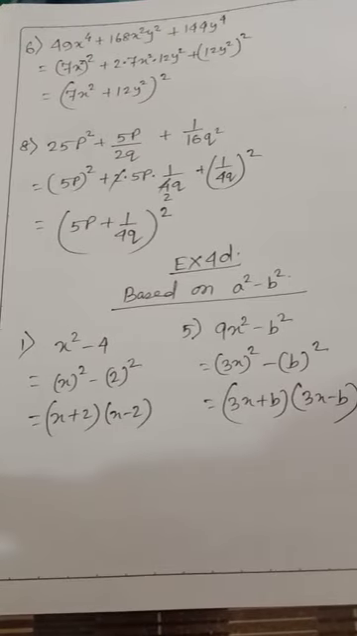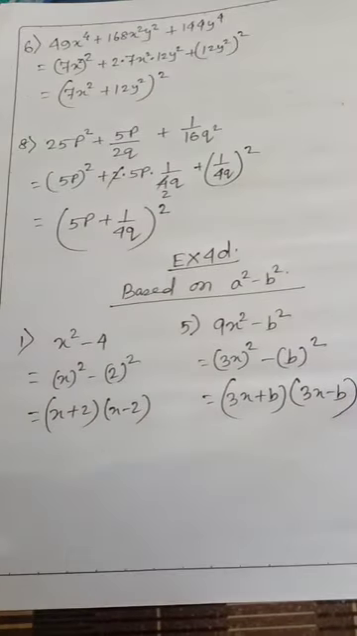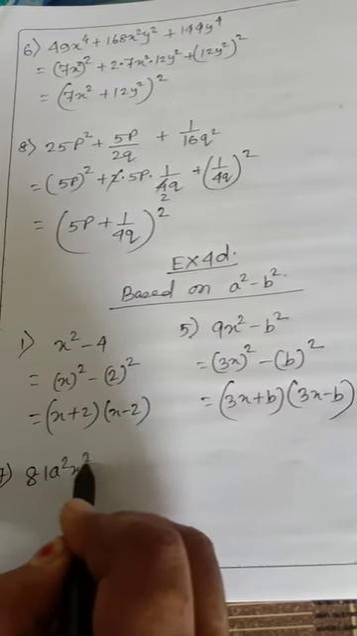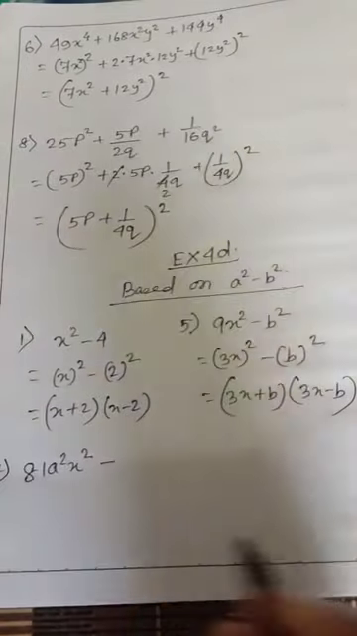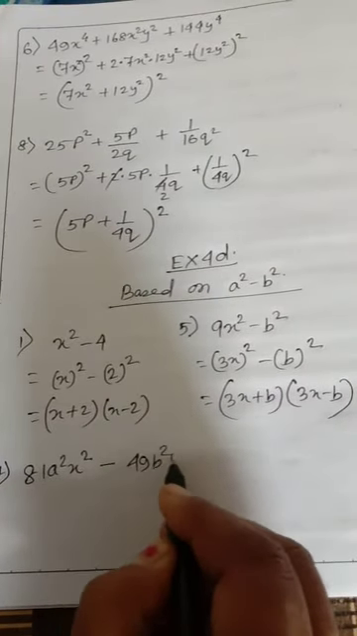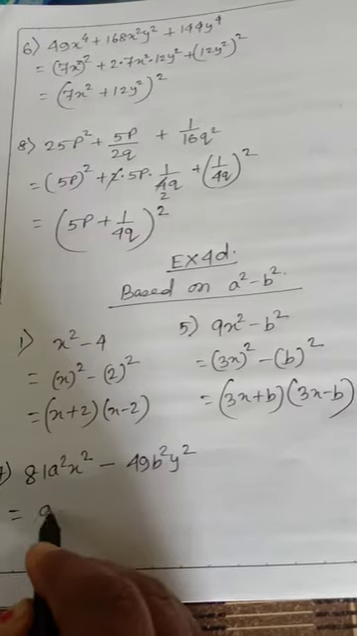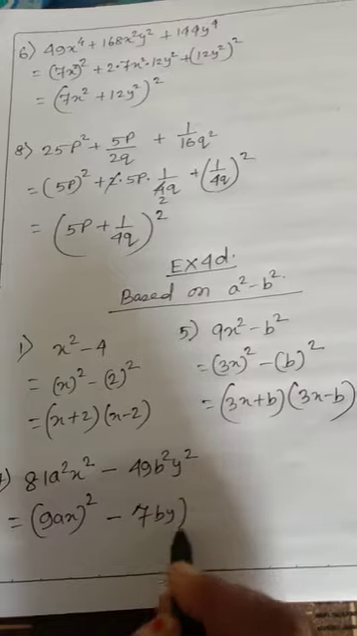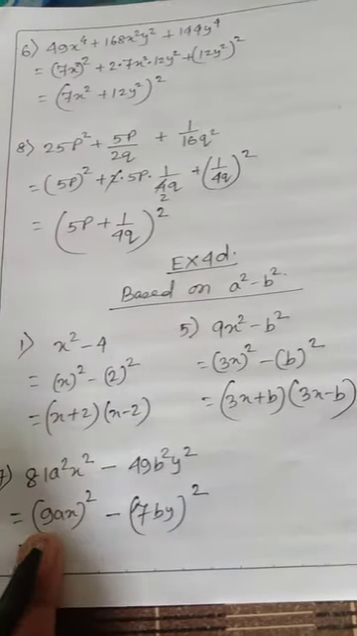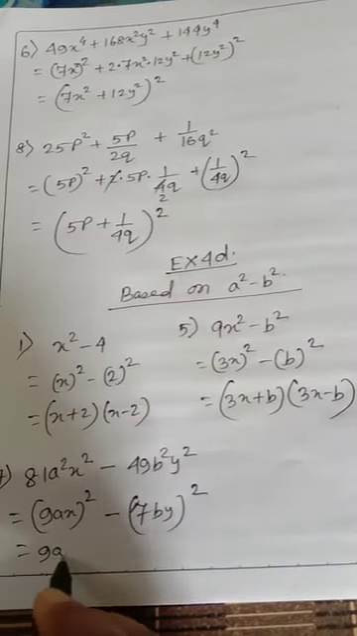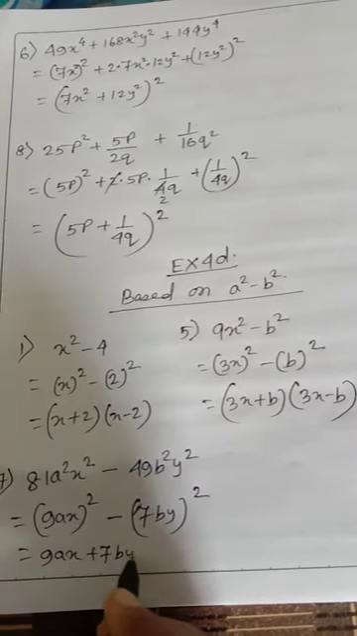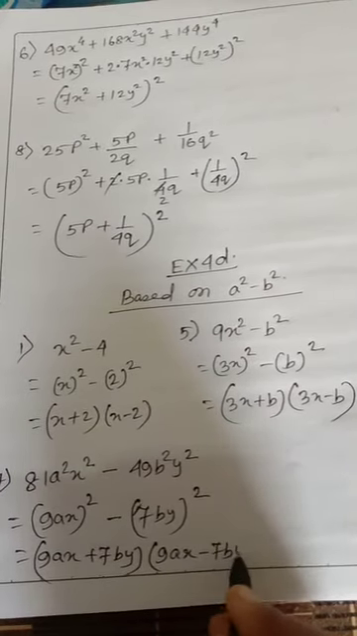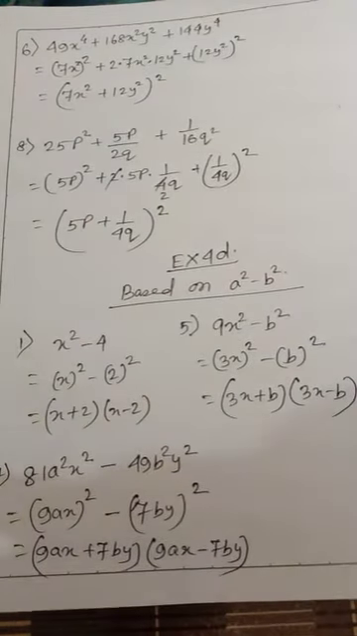Next you can see question number 7. 81 a square x square minus 49 b square y square. So we can write it 9ax whole square minus 7by whole square. So it is in the term of a square minus b square. So a plus b and a minus b.